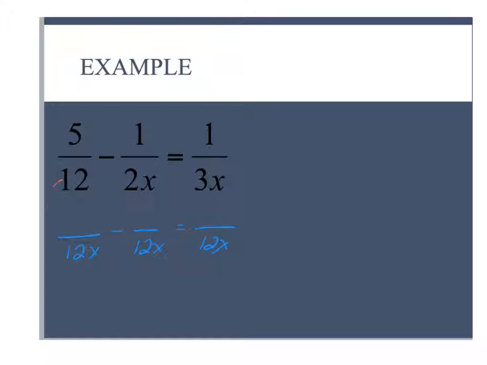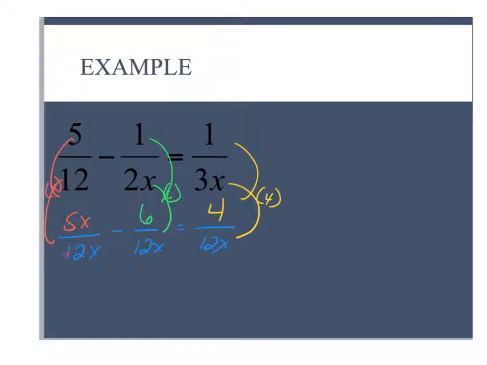So to get x to be 12x, I'm going to multiply by x. So I'm going to do that to the numerator. To get 2 to be 12x, I'm going to have to multiply by 6. So you do that to the numerator. And to get 3x to be 12x, I'm going to multiply by 4. So again, I'm going to do it to the numerator.